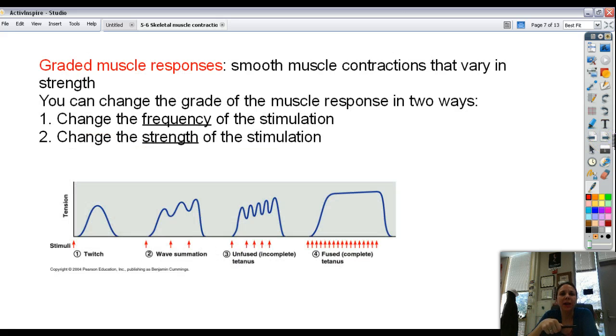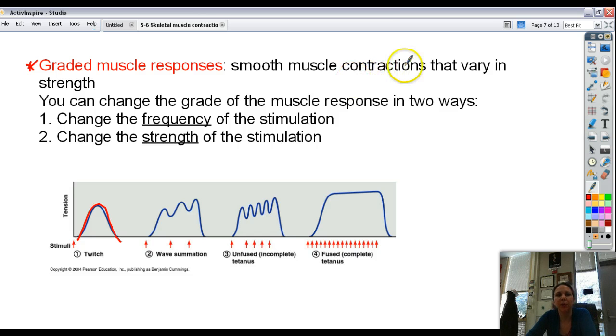But most muscles don't just do a single twitch and they're done. They do lots of other things. So we call those lots of other things graded muscle responses. Smooth muscle contractions that vary in strength. And I'm not talking smooth muscles, but a muscle contraction that is smooth, if that makes sense.